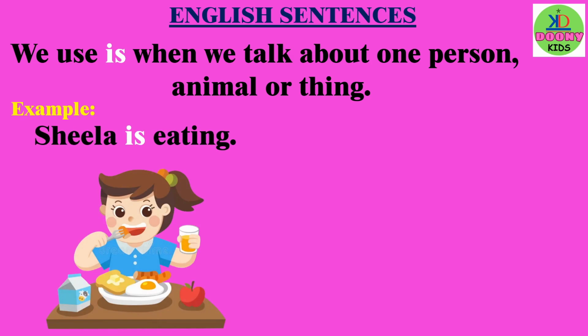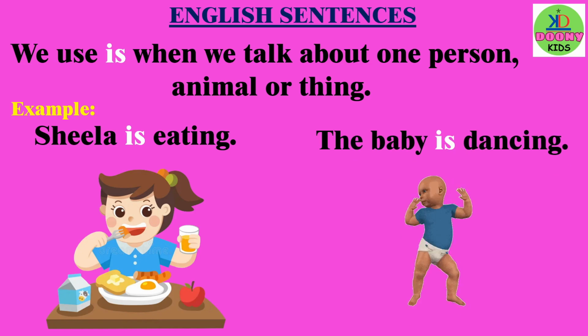Example: Sheila is eating. Sheila is one person, so here we can use is. Sheila is eating. The baby is dancing.